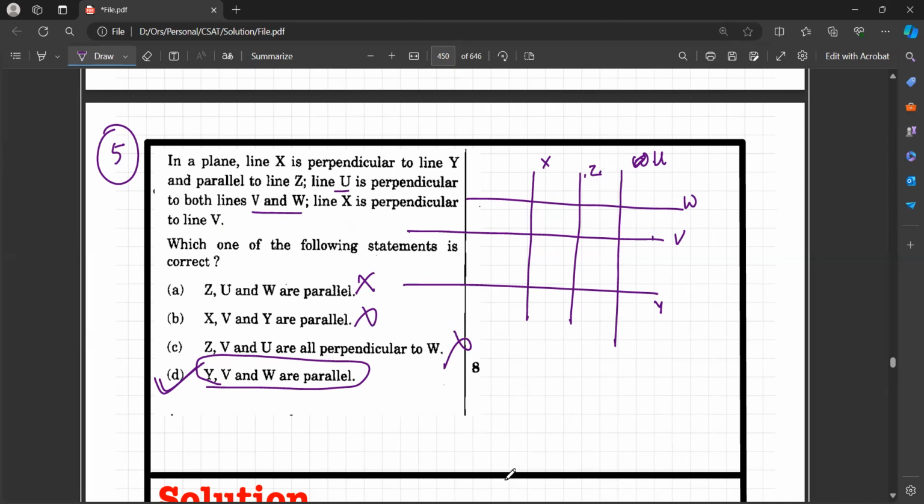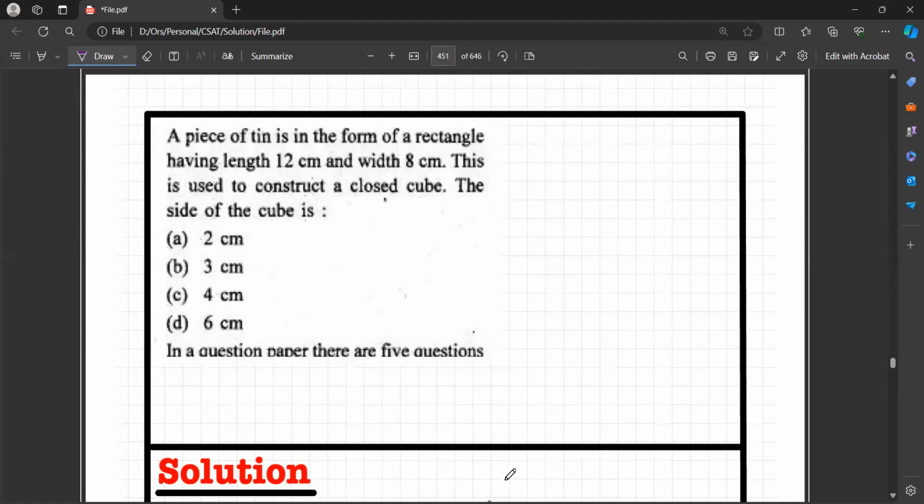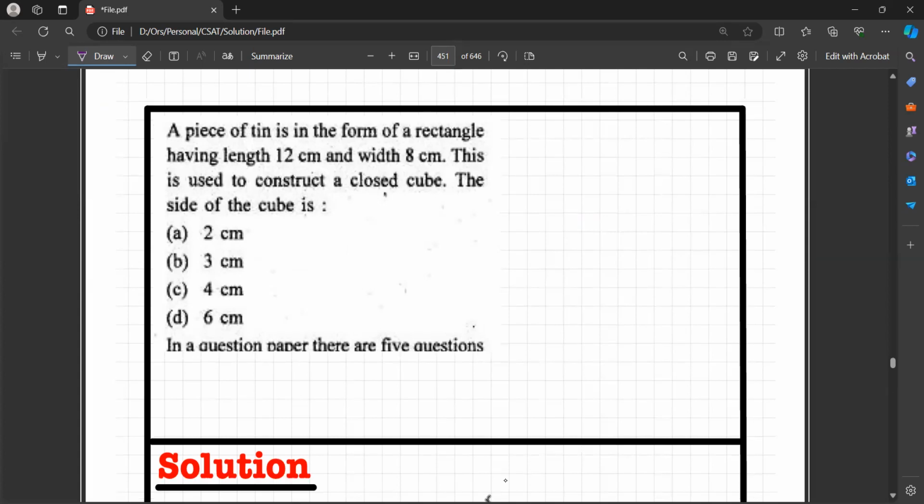Proceed to the next problem. A piece of tin is in the form of a rectangle having length 12 cm and width 8 cm. This is used to construct a closed cube. The side of the cube will be what? Now the closed cube surface area will be the area of the rectangle. Area of the rectangle is 96 cm square. The side of the cube, let it be a. So this will be 6a square, a square equals 16. A becomes 4. Got it?